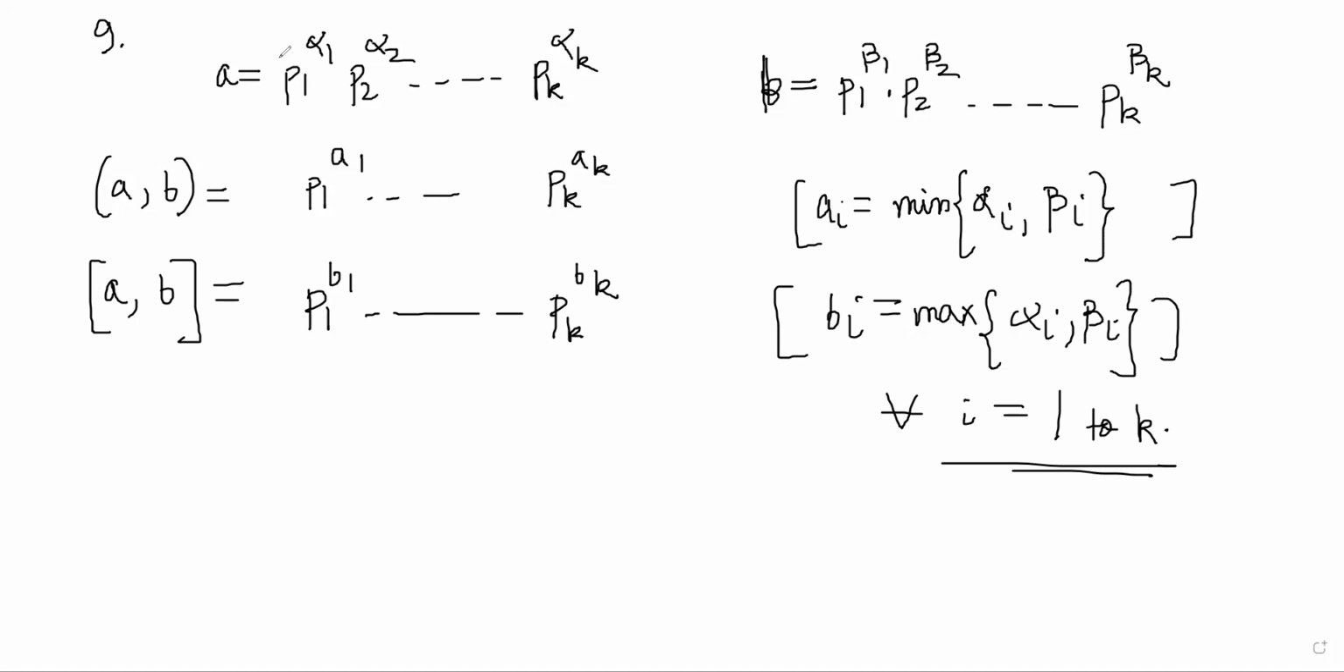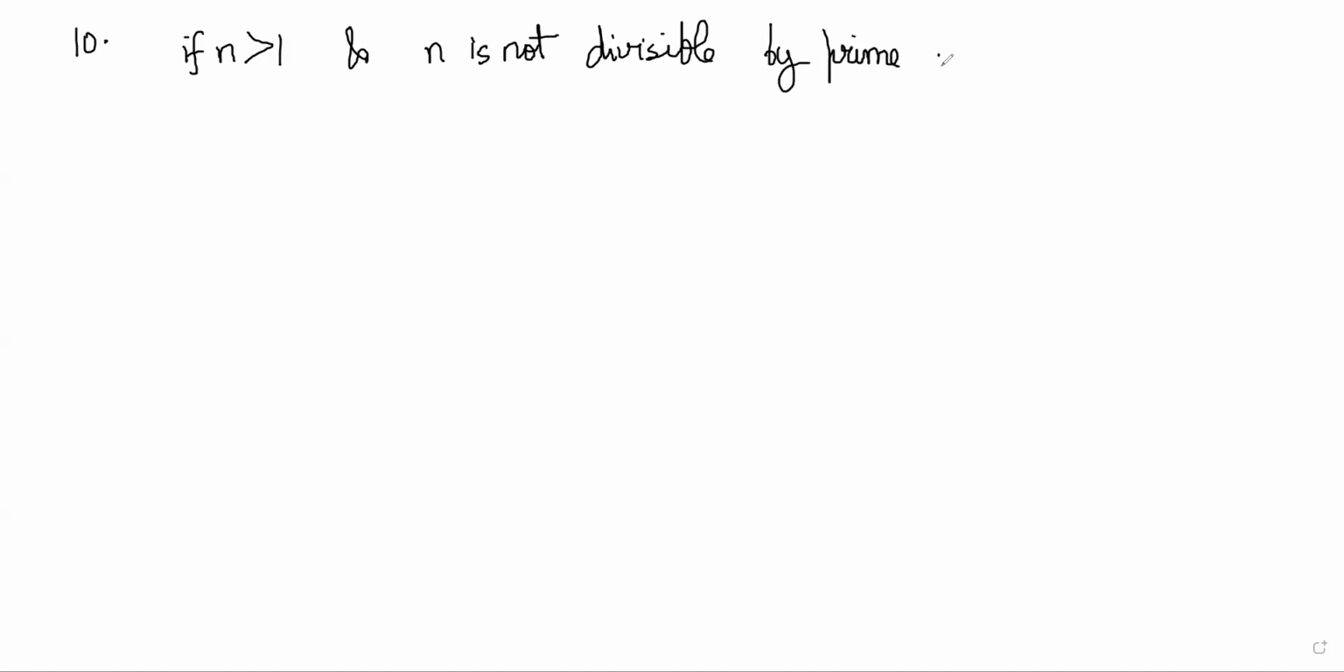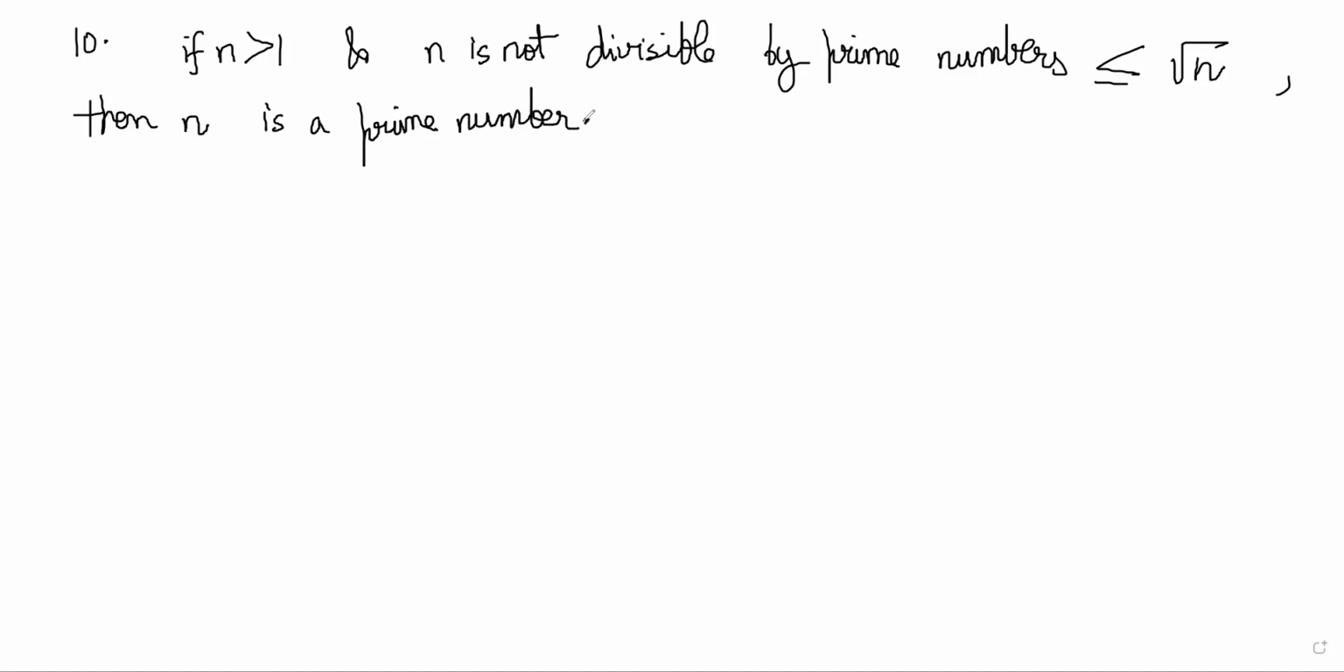Okay. The next property talks about a criterion for checking whether a number is prime or not. So if n is greater than 1 and n is not divisible by prime numbers less than or equal to root n, then n is a prime number. So in order to find out whether n is a prime number, we will need to check all the prime numbers up to root n. And if there are no prime numbers up to root n that divide n, then n is also a prime number. So that is the meaning of this.